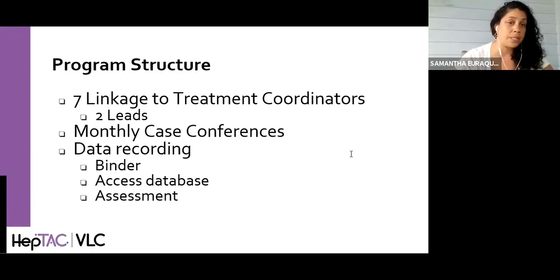That is all inputted into an Access database, which is really, really struggling right now. It has become very unstable. And so we're looking at, Florida has a linkage system that I think we're going to try to use for our staff soon.